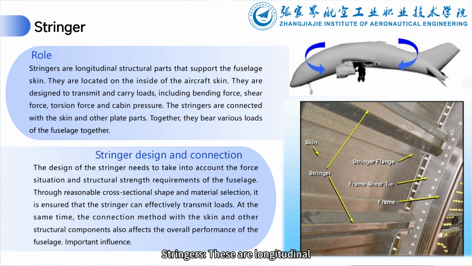Stringers. These are longitudinal structural parts that fit snugly inside the fuselage skin. They run through the fuselage like long ribs. Since the fuselage needs to resist bending, shearing, twisting, and cabin pressure, the stringer is designed to transmit and carry these longitudinal loads. They are usually attached to skins and bulkheads and only interrupt at openings such as windows and doors. Engineers often use clips to connect stringers and bulkheads, and the main purpose of these bulkheads is to transfer loads from the skin to the bulkhead and help reduce the compressive stress on the skin.